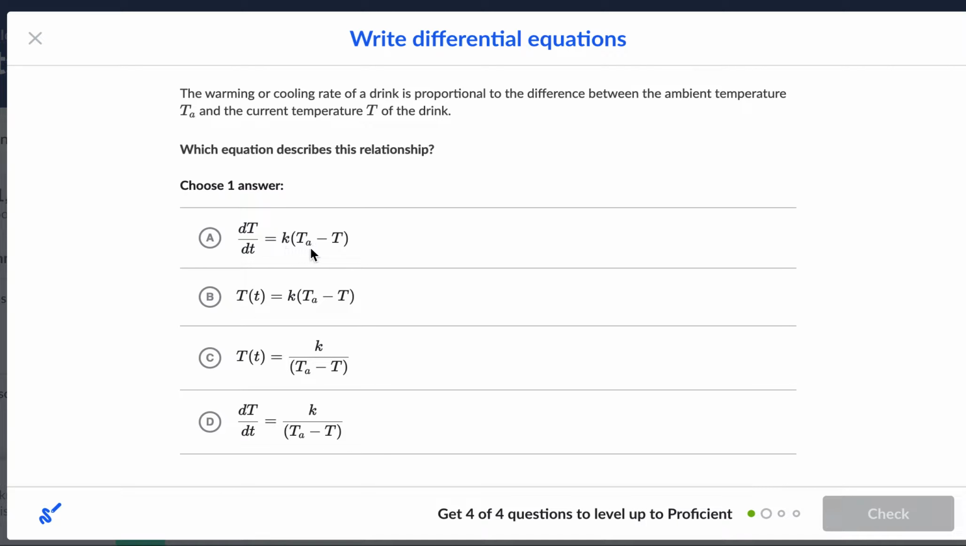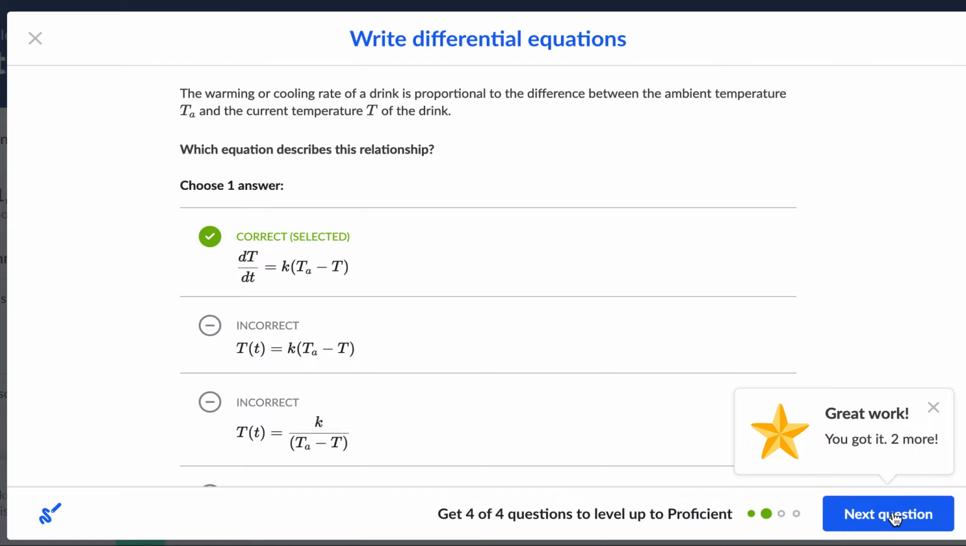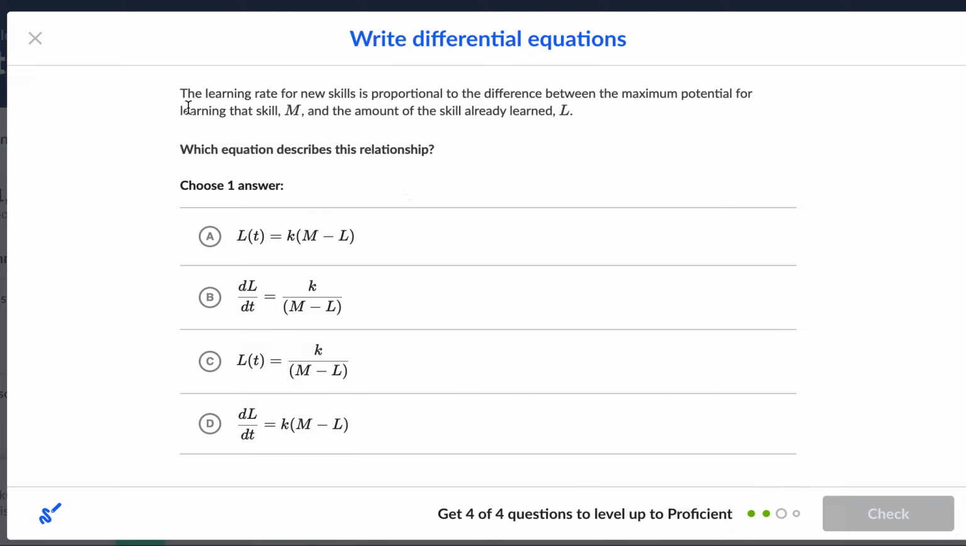It looks to me like A is the best candidate because it's proportional to the difference, the subtraction between the ambient and the regular temperature. So once you see these, they're pretty easy. Hopefully you can build some confidence.